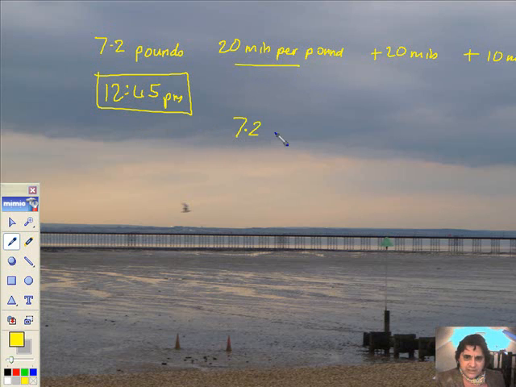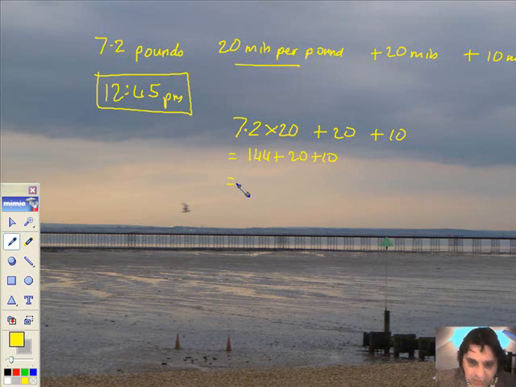Right, here I go. So 7.2 times 20 minutes, then add on 20 minutes extra in the oven to crisp it off, then add on 10 minutes to let the meat rest. Alright, this is all in minutes, don't forget. So 7.2 times 20 equals 144 minutes there, plus my 20 plus my 10, so altogether I'm going to get an extra 30 minutes on top of that, so that gives me 174 minutes. Okay, so from putting it in the oven to letting it rest, 174 minutes.